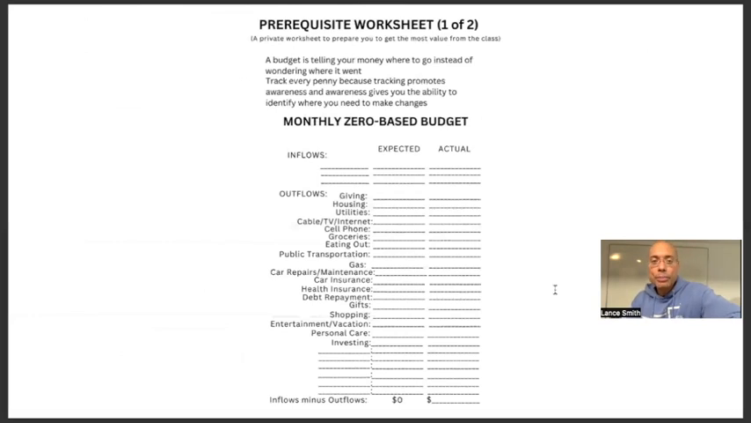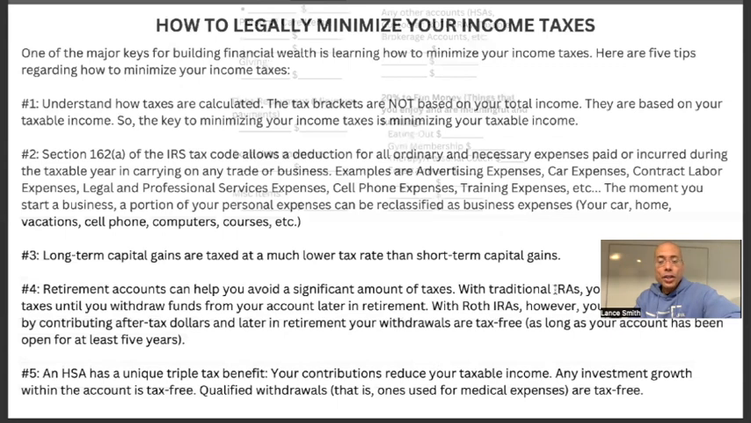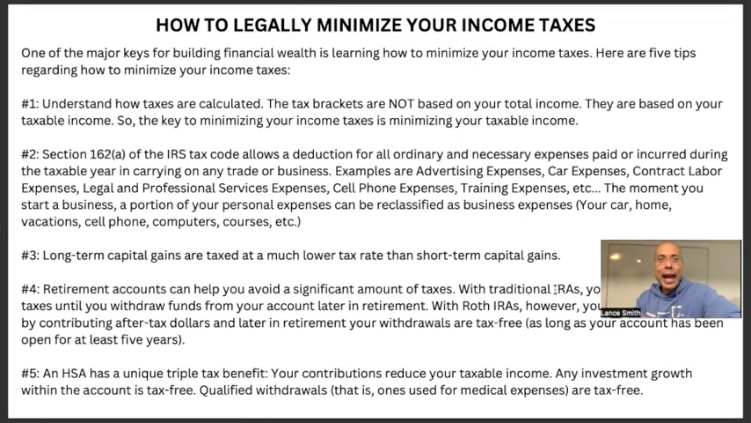Now, the prerequisite worksheet number one is the monthly zero-based budget. Very important that you go through this and complete it. Worksheet number two is this target paycheck routine. Just complete it to the best of your ability, but in the class, we will really go deep into this. Also, I want you to have at least a basic understanding regarding income taxes. One of the major keys for building financial wealth is learning how to minimize your income taxes.